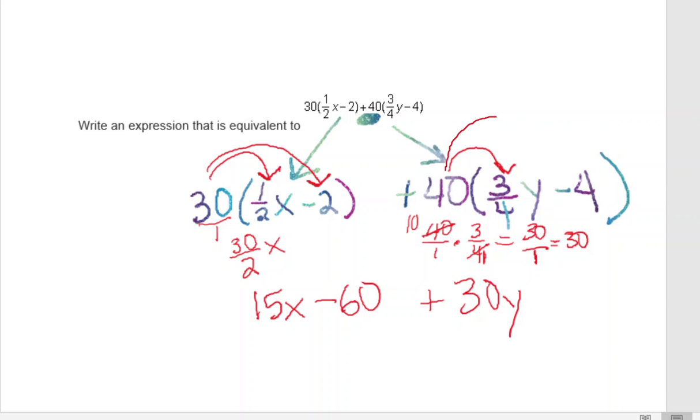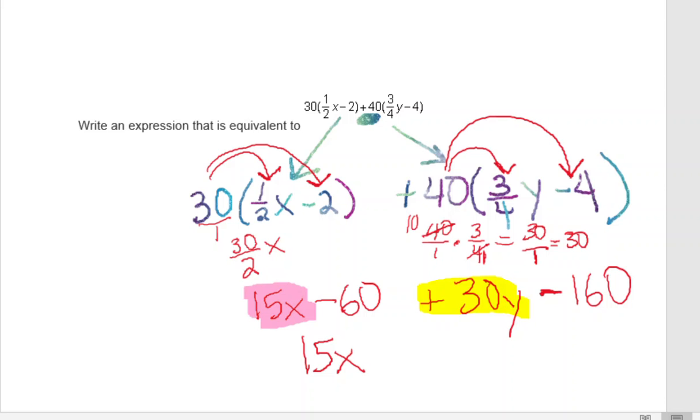Now I need to multiply a positive 40 times a negative 4. A positive times a negative is a negative, and 40 times 4 is 160, so minus 160. I've expanded using the distributive property. Now I need to see if I have like terms. Are there any other terms with an x? No, so I can bring down 15x. Are there any other terms with a y? No, so I need to bring down my positive 30y. And then I'm left with two numbers that do not have a variable.